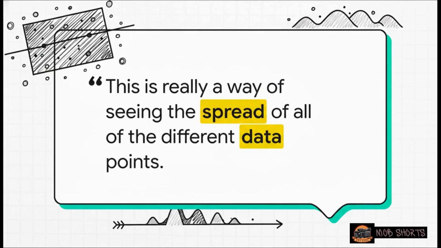It's just like Sal Khan says. It's a way to see the spread of all the different data points. It gives you this incredible snapshot of the whole landscape. And this summary is what you use to build something called a box and whisker plot, which is a super cool way to see the range, the center, and the spread all in one simple picture.